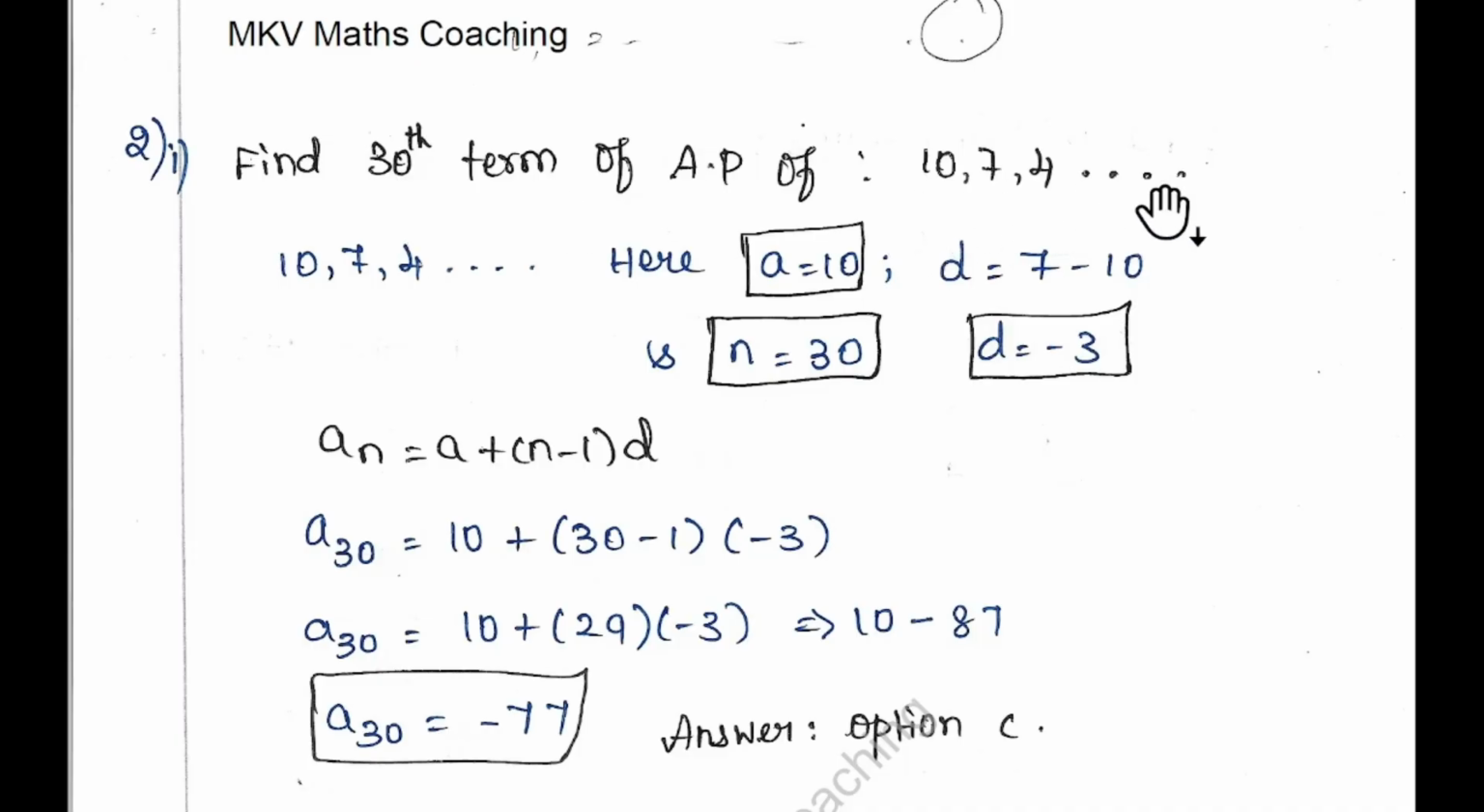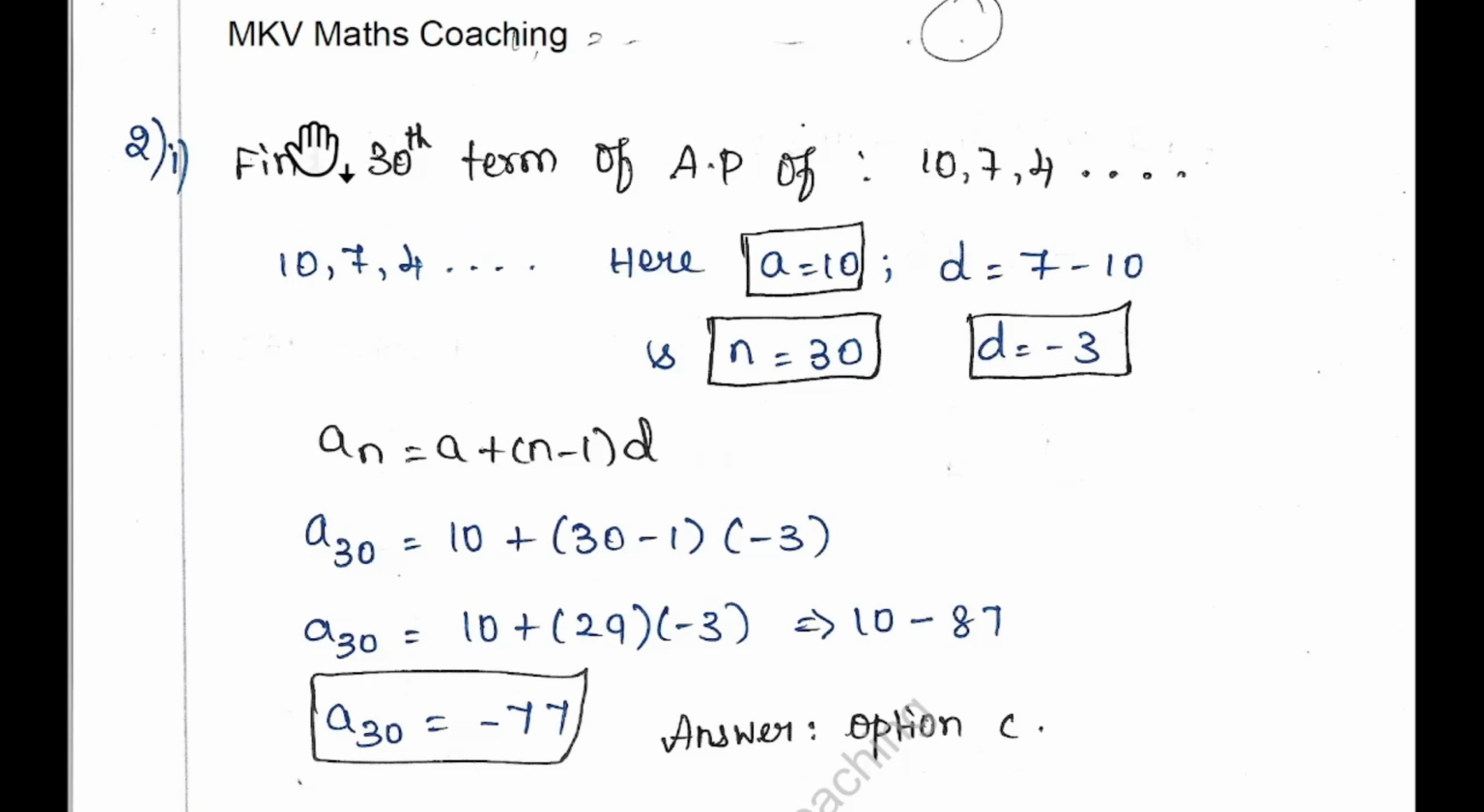Okay. So they also given series. From this series you can get the first term A as 10 and D is 7 minus 10, minus 3. Now what you need to find the 30th term. 30th term is the last term, no? Last term we call it as nth term, that is AN. AN, you need to find out the AN value.